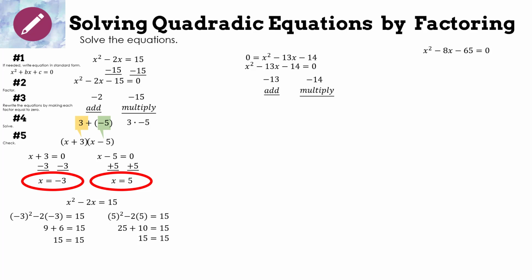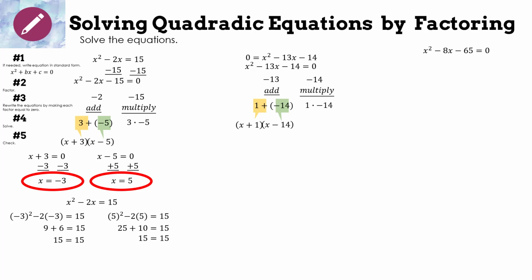That means I need to think of two numbers that multiply to negative 14 that add to negative 13. For this one, 1 times negative 14 is negative 14, and 1 plus negative 14 is negative 13. And right away, we have our magic numbers. So we're going to rewrite it as x plus 1 times x minus 14.